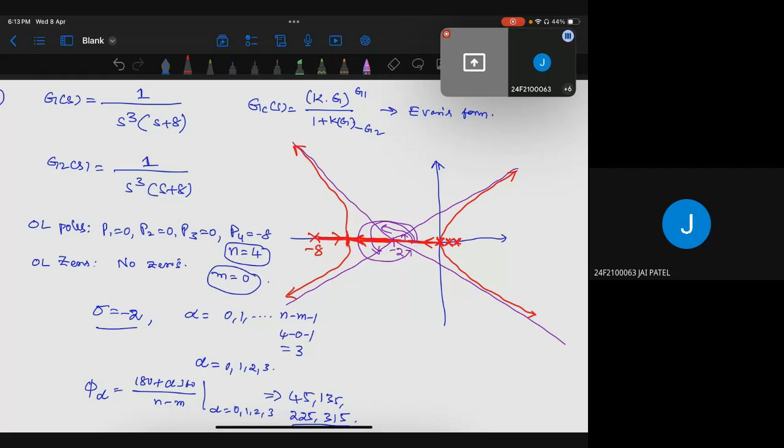Sir, what is the role of the centroid? The centroid gives you the location from which the asymptotes start. It tells you the directions. With respect to that, you will draw the asymptotes. Once you have the asymptotes, the poles will follow those asymptotes towards infinity. Is it clear? Obviously you have one breakaway here, and another breakaway. Yes, sir, two breakaway points.